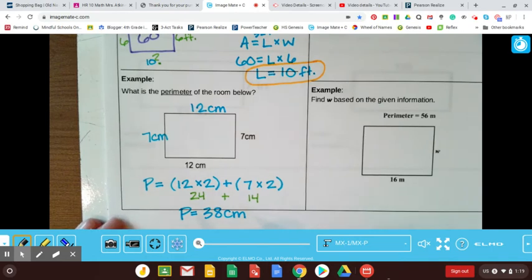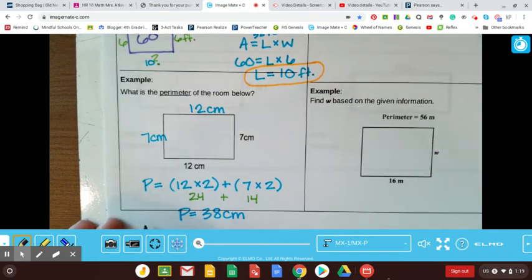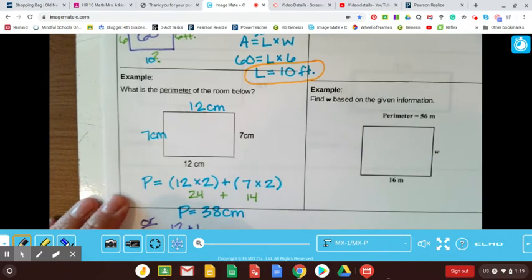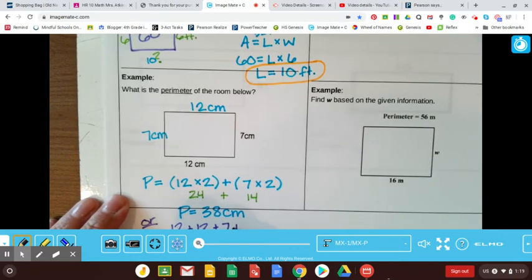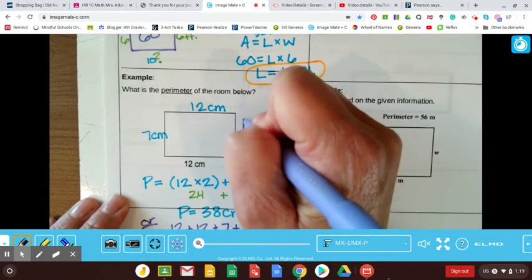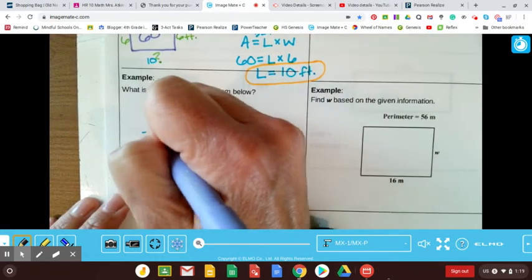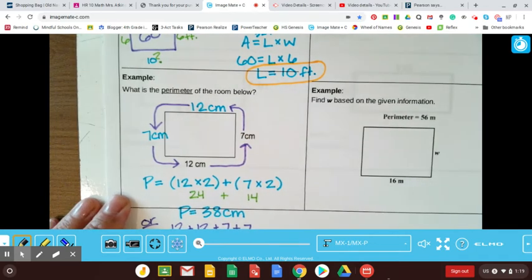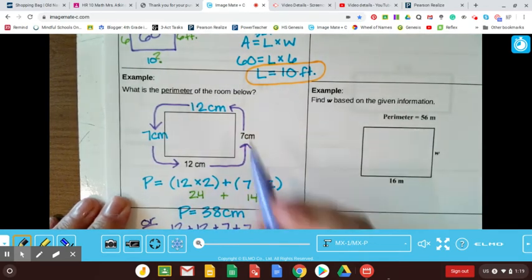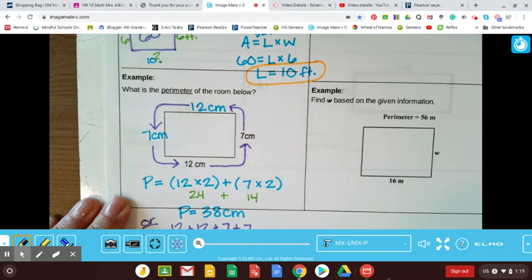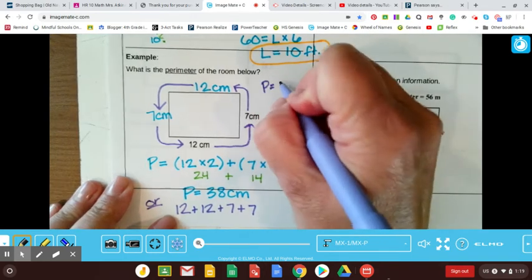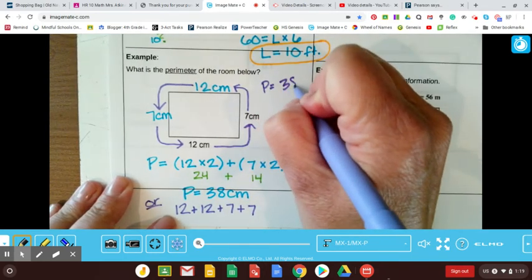We could also think of it like, show you another way, 12 plus 12 plus 7 plus 7, right? It's like if you were walking around the entire perimeter of this room, the outside of the room, and we'd add up all the sides, and you would also get the same answer. So perimeter equals 38 centimeters.